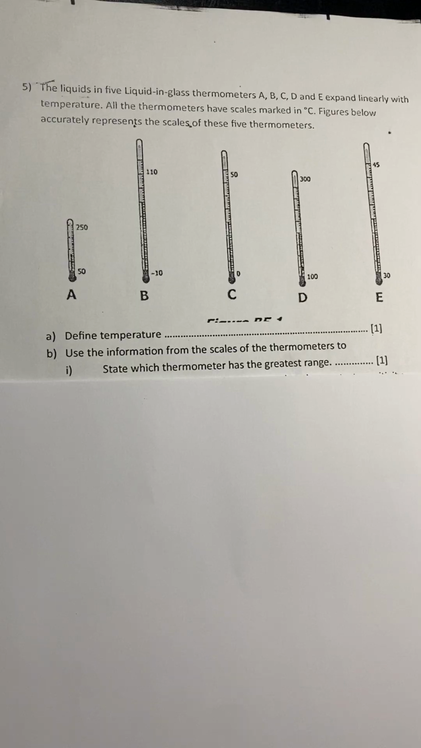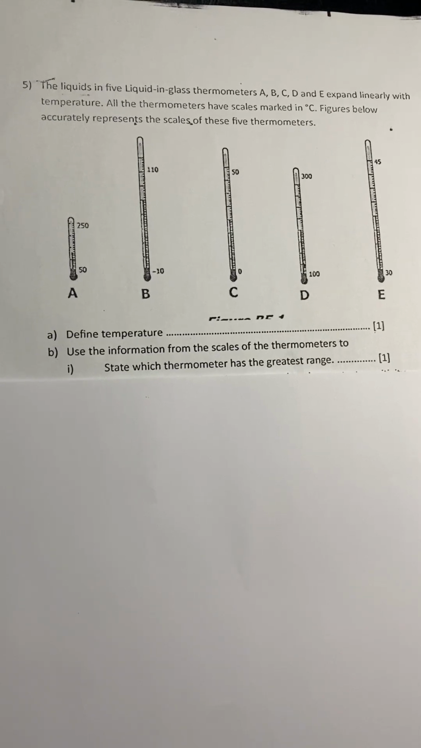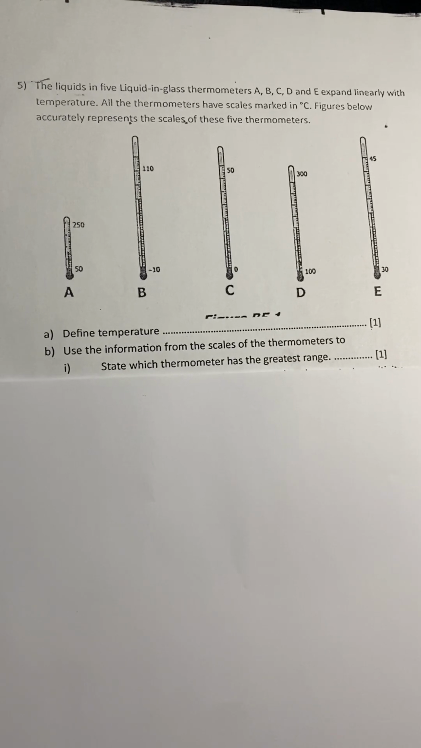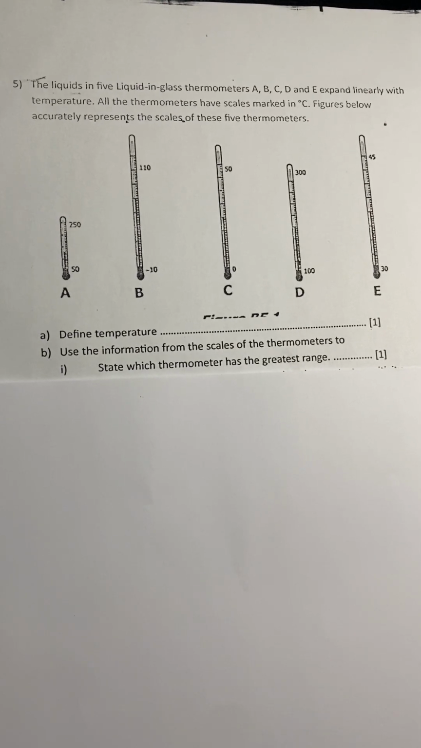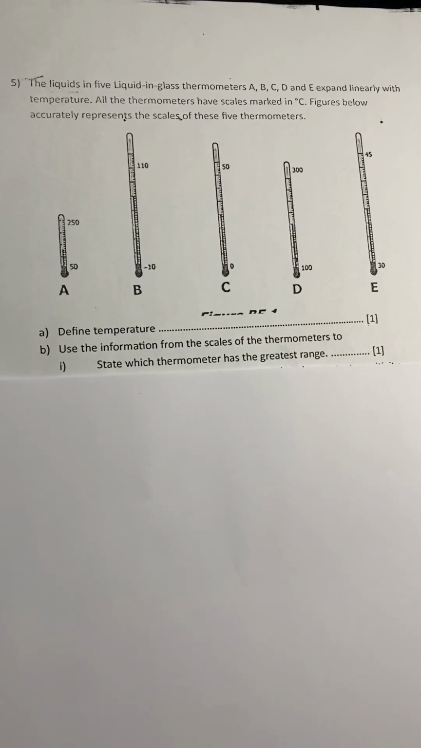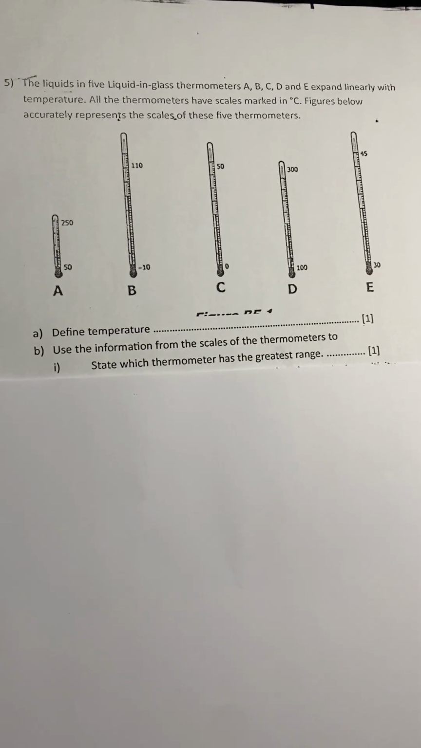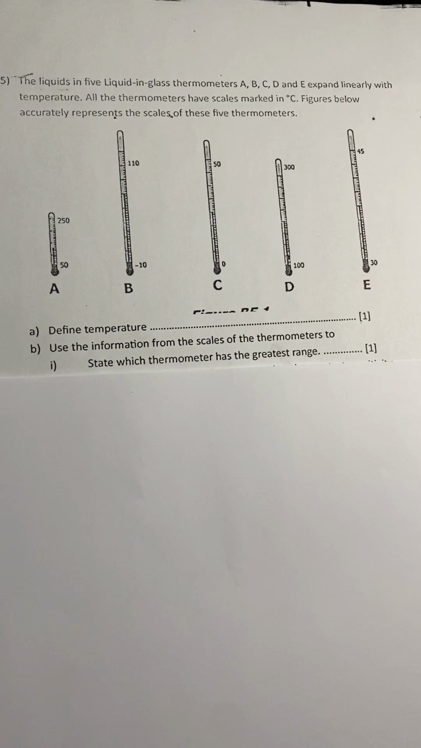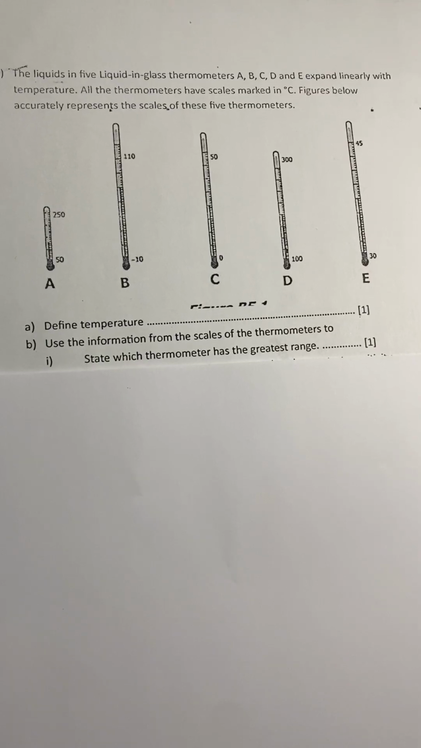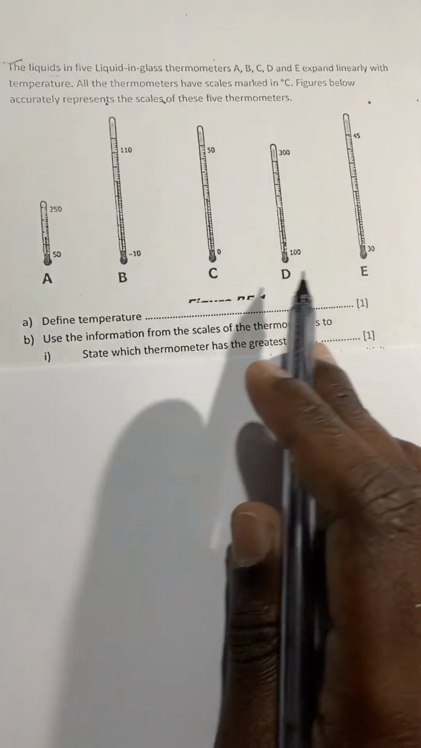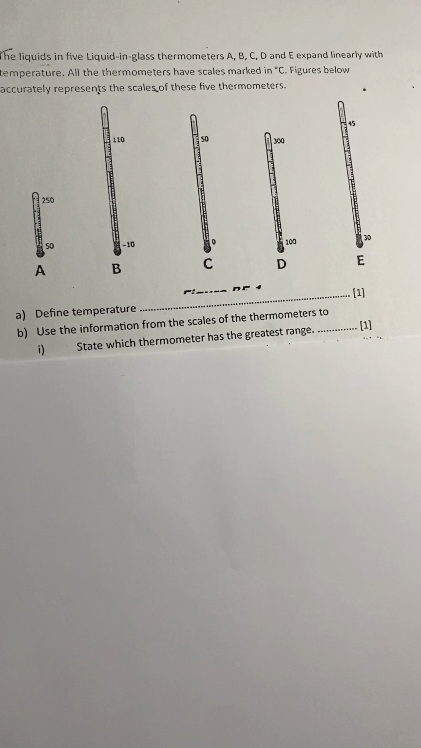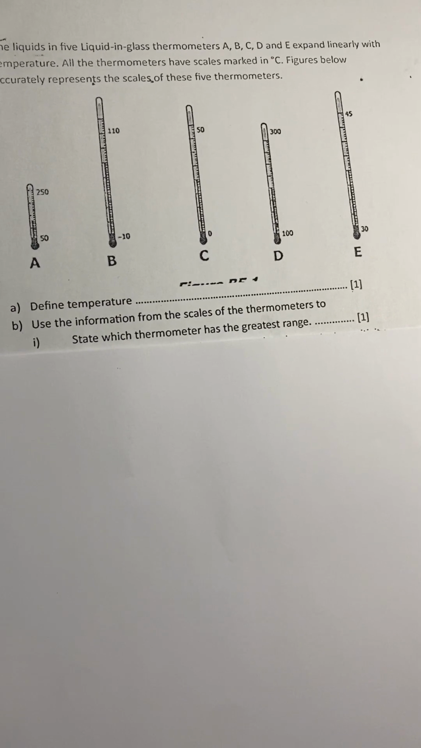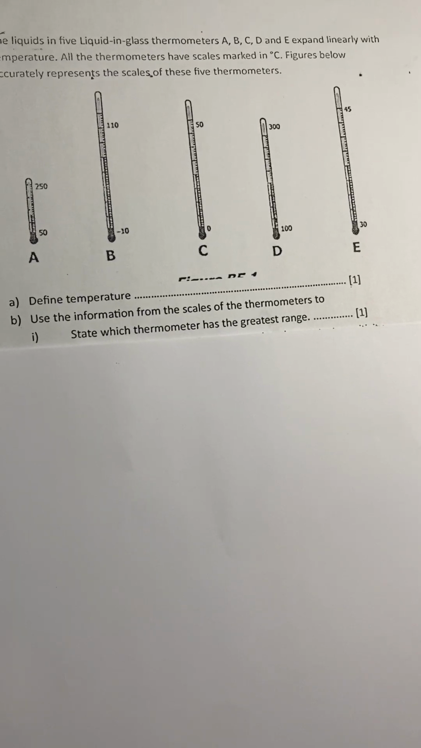In today's video, I'll be answering a physics question under temperature, and the question reads: the liquids in five liquid-in-glass thermometers A, B, C, D, and E expand linearly with temperature. All the thermometers have scales marked in degrees Celsius. The figures below accurately represent the scales of these five thermometers. So these are the five thermometers given. Each thermometer has a different range. What I mean by range is the maximum temperature and the minimum temperature each thermometer can measure.